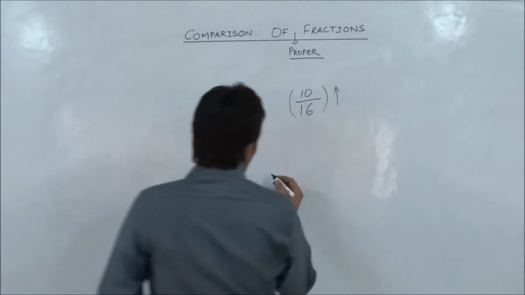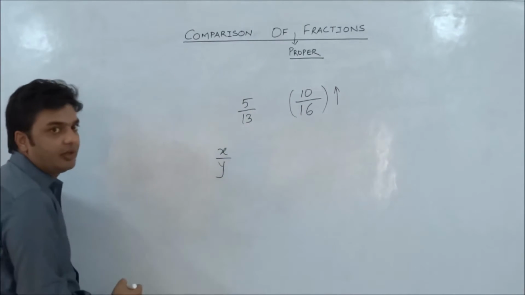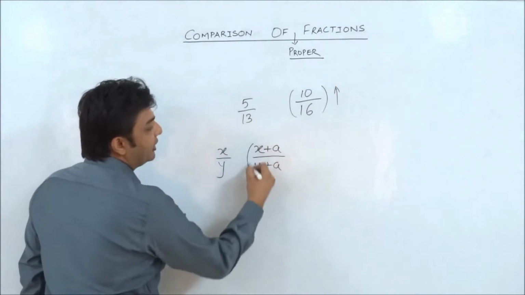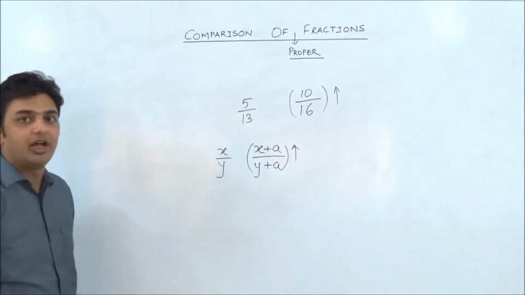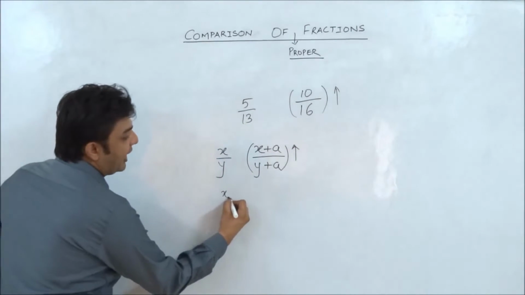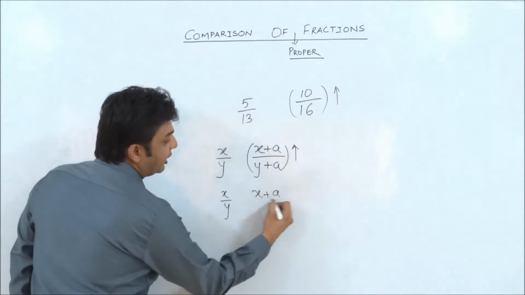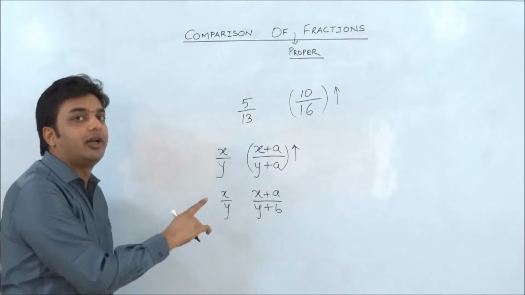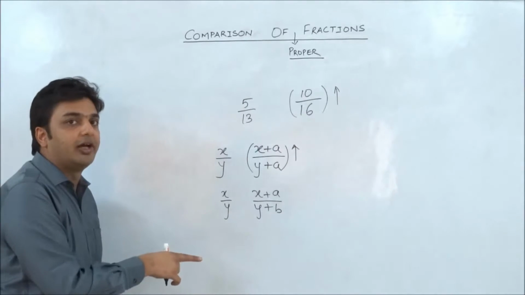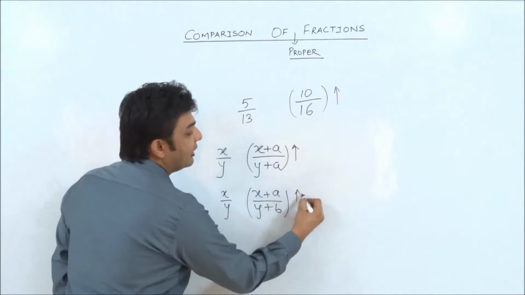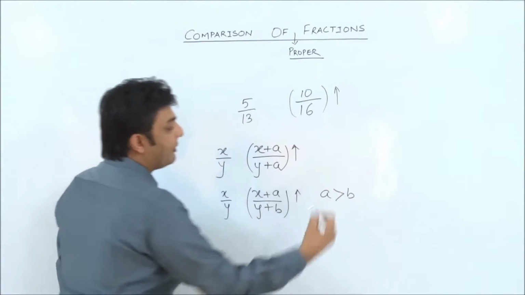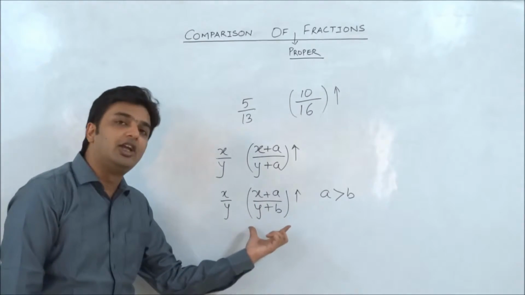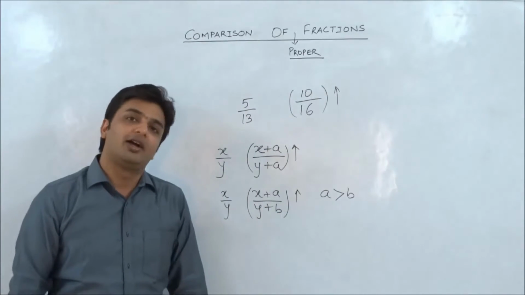Basically, if we have a proper fraction x by y, and we add something to the numerator and add something to the denominator, the second fraction is going to be the greater fraction among the two. However, if we add two different quantities to the numerator and denominator, but the quantity added in the numerator is greater than the quantity added in the denominator, then also the second fraction is going to be greater. If A is greater than B, the quantity added in the numerator is much more than the quantity added in the denominator, then the second fraction is going to be the greater.